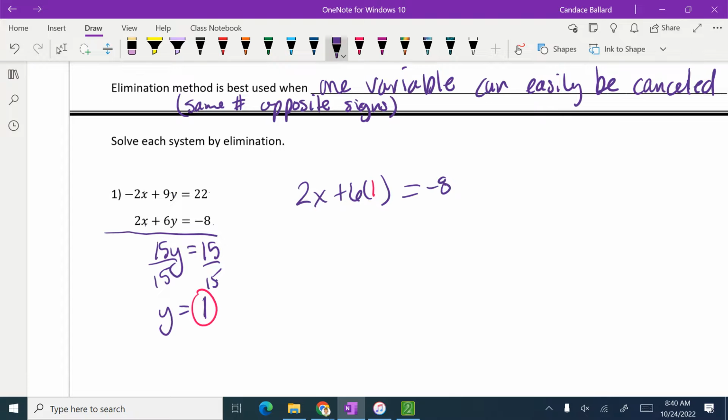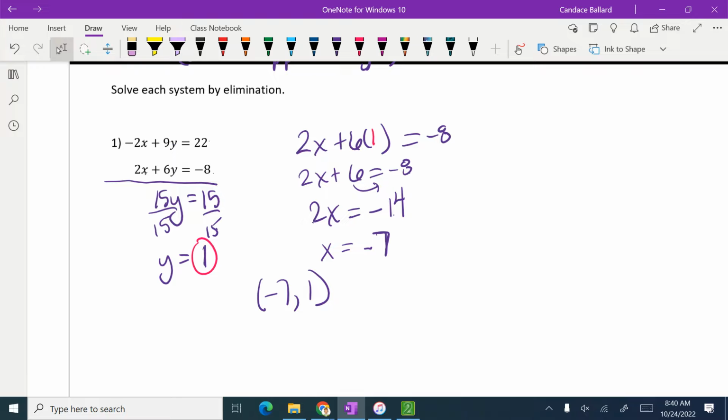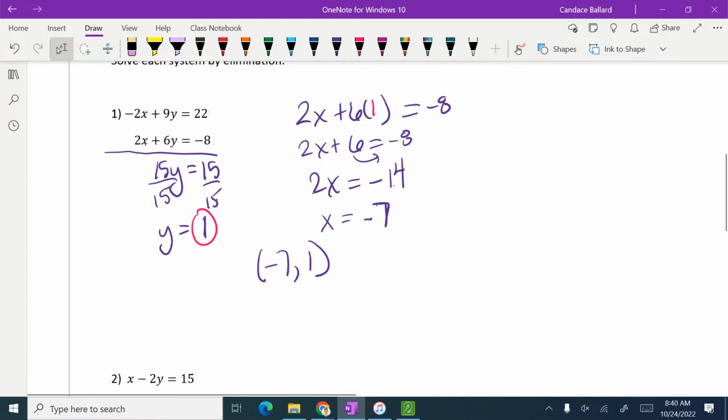What's 6 times 1? 6 equals negative 8. So 2x equals, what do I have to do to move this 6 over? Subtract. So negative 8 and negative 6 is? Good. And then what am I going to do with this 2? Divide. So negative 14 divided by 2 is? Negative 7. And then remember, your answer is negative 7, 1, always written as a coordinate. And I was really nice on the quiz last week and actually gave it to you in that form. That's the best scenario you could get. It's already set up for you.